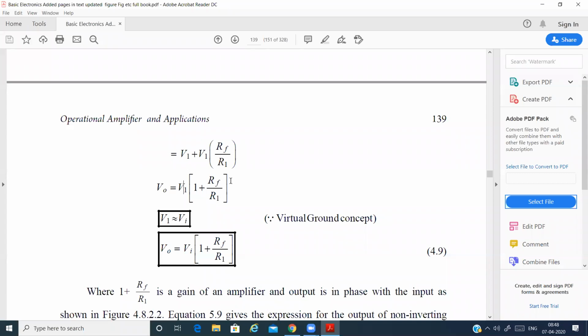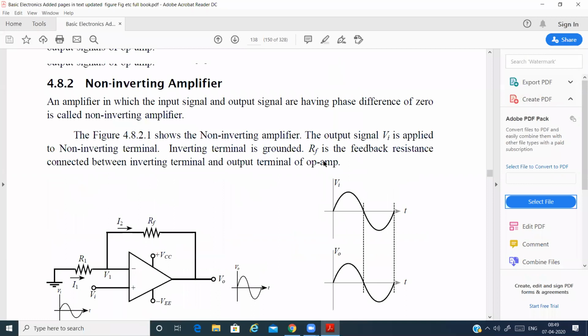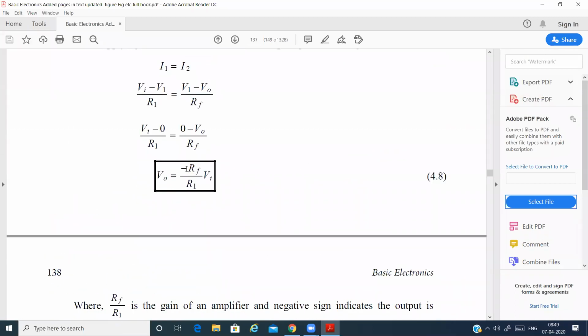If a question is asked that what is the gain for inverting amplifier, Suraksha, what is the answer? Output by input. That is a very general formula. I'm asking with respect to inverting op-amp, what is the gain? What is the gain we have? RF by R1. By properly designing RF and R1, we are getting the gain.